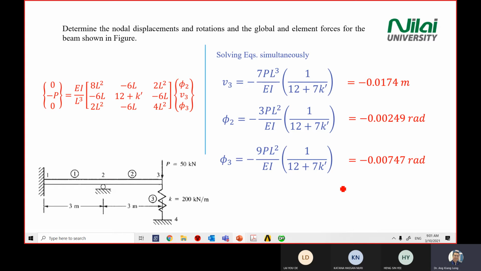Singi, what is the direction of V3? Vertical displacement? Going down. Because? Because it's negative. All right. Good. Excellent. Katana, the next one will be for you. Rotation number 2, we get negative. So what is the direction? Clockwise. Clockwise, correct. Lai, rotation number 3, you get negative. What is the direction? Okay, clockwise. Right. Lai, you need to improve your connectivity over there. Your connection is not very well there.